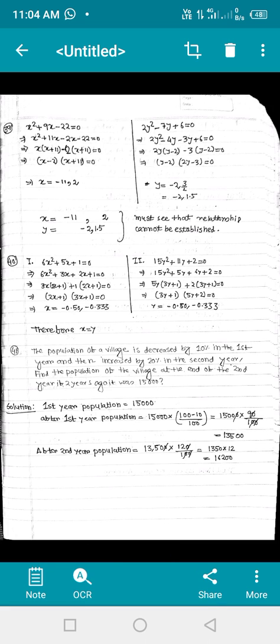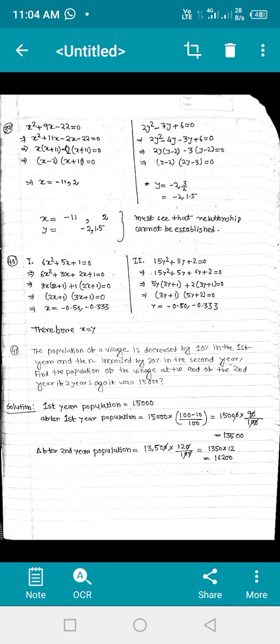In problem 39, x equals minus 11 to 2, y equals minus 2 to 1.5. Here the relation cannot be established, as the y values are between the x values. This means the x range is greater than y, and the y range is much smaller than x. So you must see that the relationship cannot be established. You must remember the problem of 39. Many students do this problem wrong.